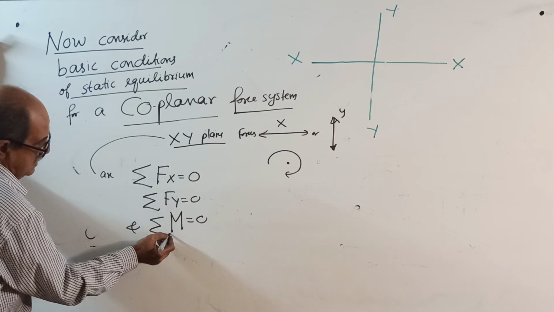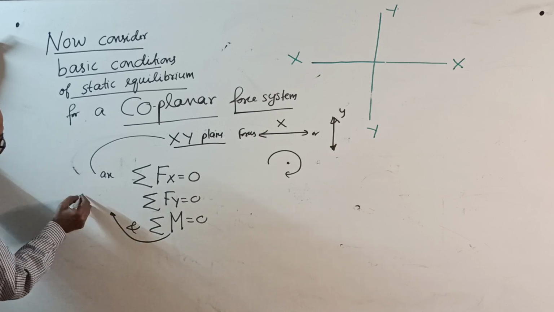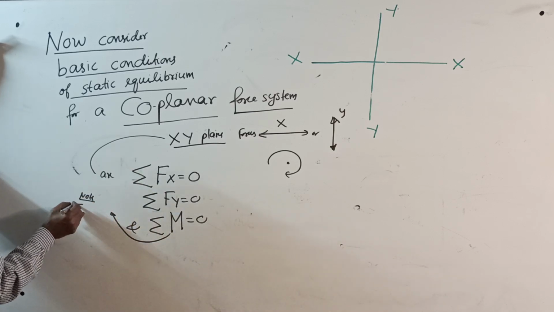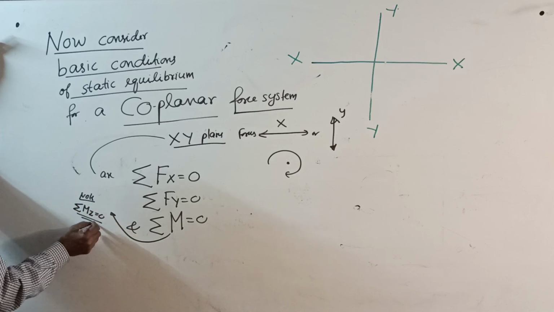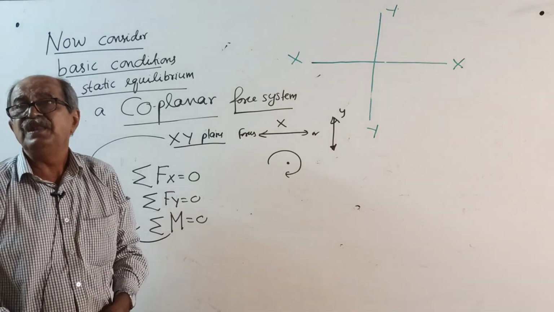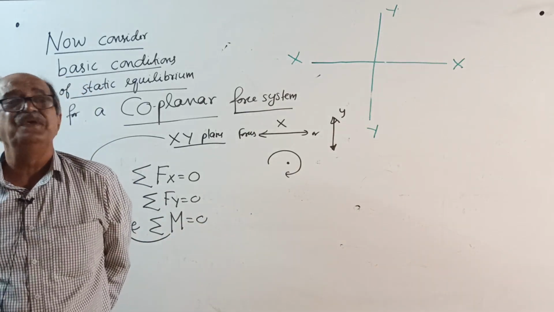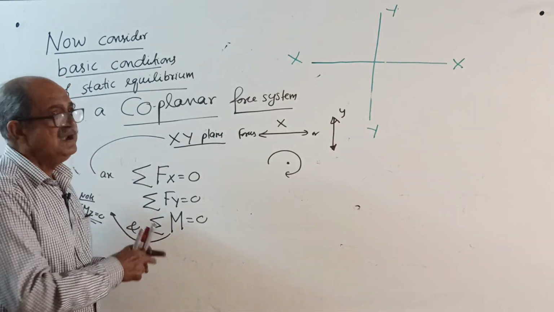But just note, we will call it sigma M; it is sigma Mz equal to 0. Just a note, because some people I have seen write sigma Fx 0, sigma Fy 0, sigma Mz 0. Why use z? Not required. Sigma Mz means about a point.